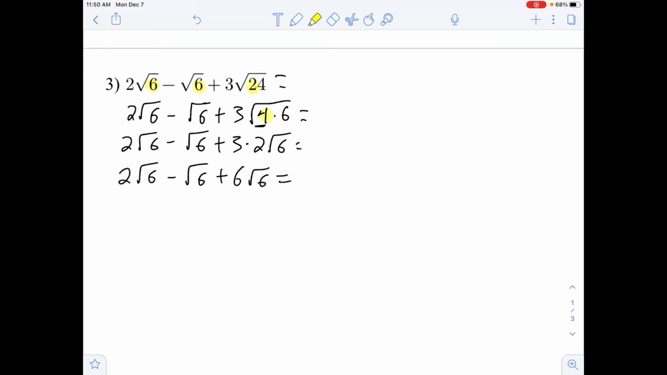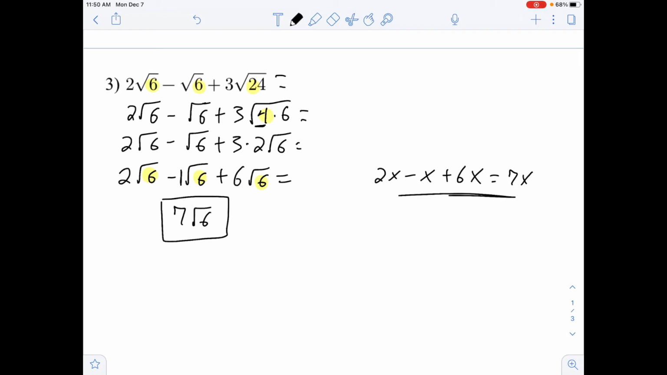All right. And now you can see that all of these are the same. Now we know the number in front here is a 1. So think about it this way. If you had 2x minus x plus 6x, what would that equal? 2 minus 1 is 1, plus 6 would be 7x. So going along the same lines, this would be 7 square roots of 6. Sometimes it's easier just to see it like that with a variable than using the radicals.